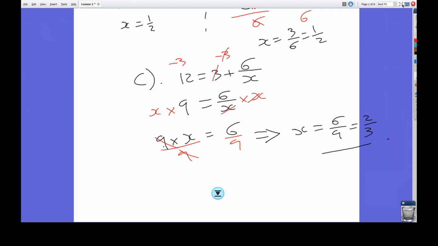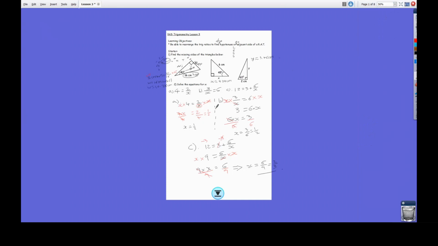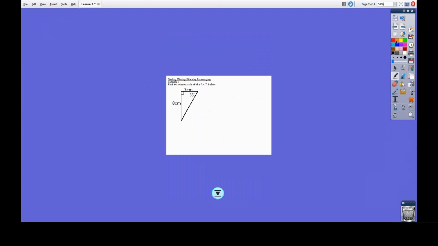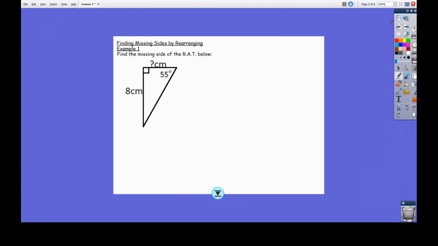So let me just zoom out a little bit so you can get an idea of everything. The first questions were just finding the missing sides, and then these are the answers. The second one's x is a half. X is a half for B too. Then for C, x is 2/3. Okay, so if you are unsure of that, just let me know on Teams. I'd be happy to go over rearranging in more detail with you.